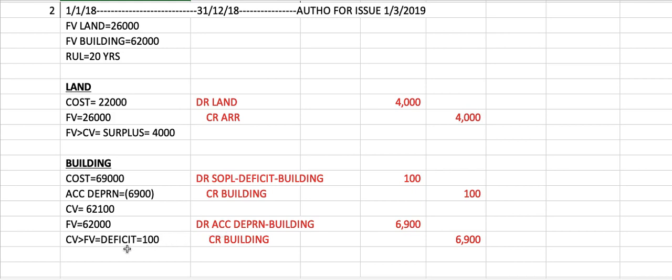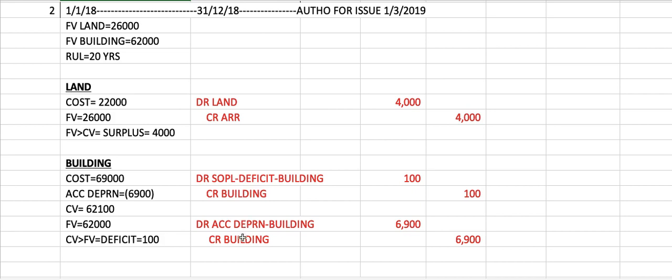So for the entry for the deficit, you reduce your asset, you credit building 100, and the deficit you need to debit SOPL. You also need to check in case your trial balance has an ARR for the building, but I don't see any ARR in the trial balance. So in that case, we will debit SOPL. This is what you have learned before: if the asset has ARR, and in the next revaluation you get a deficit, you need to use that ARR to cover the deficit. But for this question, there was no ARR, therefore we will debit SOPL.